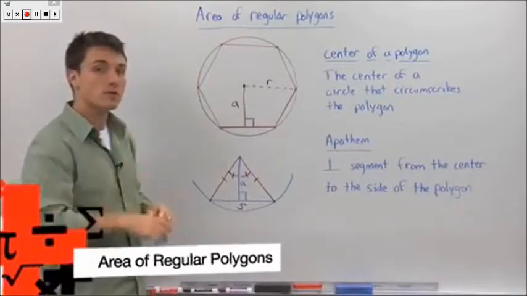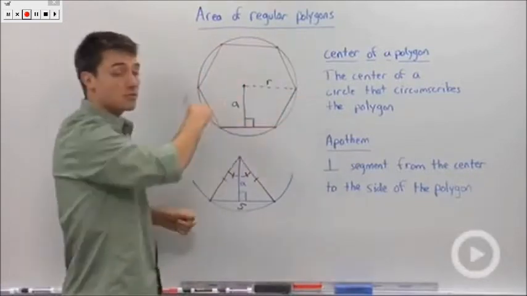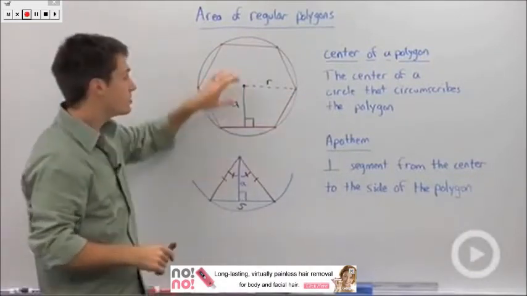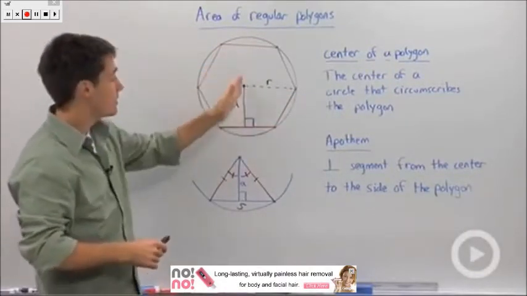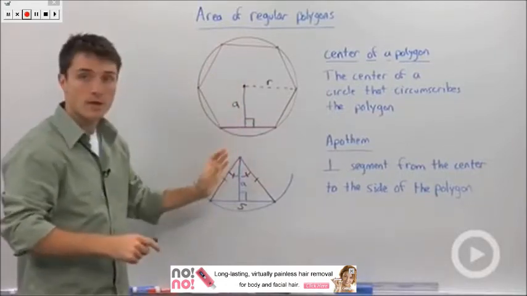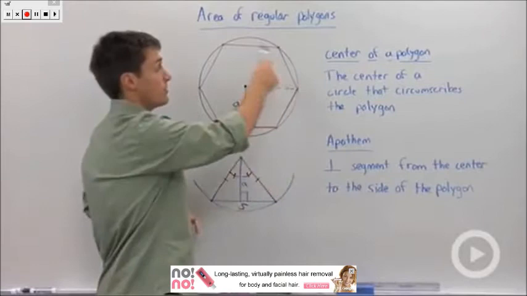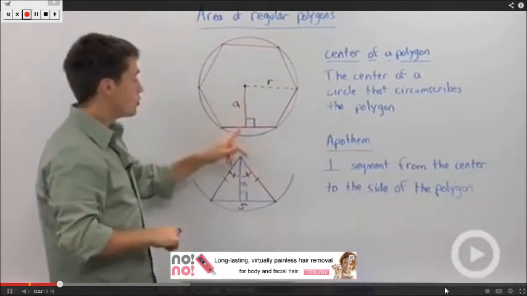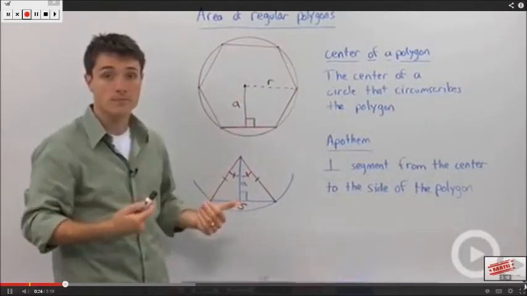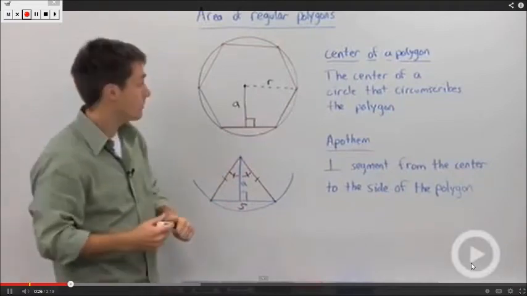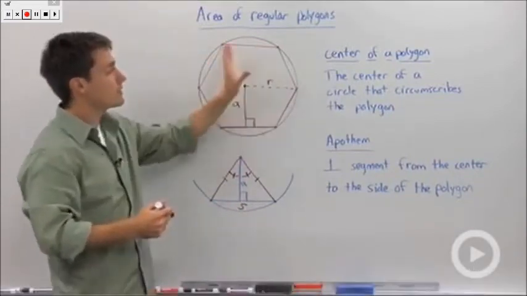The first thing we need to do is to write it inscribed in a circle. And by doing that, we've created the ability to draw an apothem. Now, an apothem is a perpendicular segment from the center of the circumscribed circle to one of the sides of your polygon.